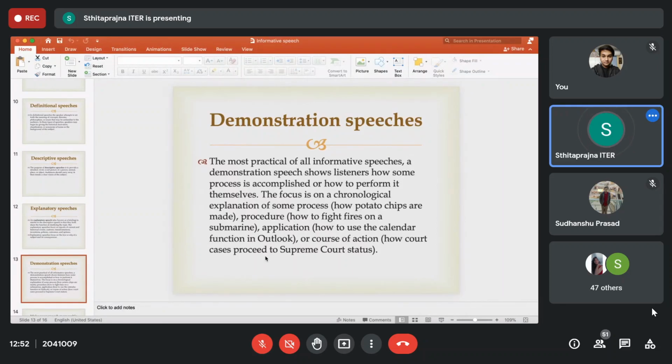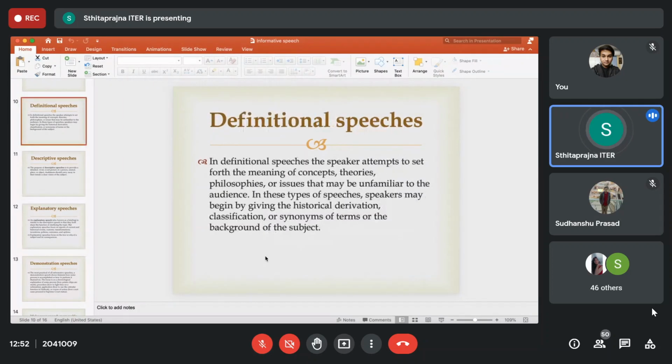It could be making chips, fighting a fire, how to use a calendar function, or just showing them how court cases go to the Supreme Court. These are demonstration speeches. So these are the four types of speeches.